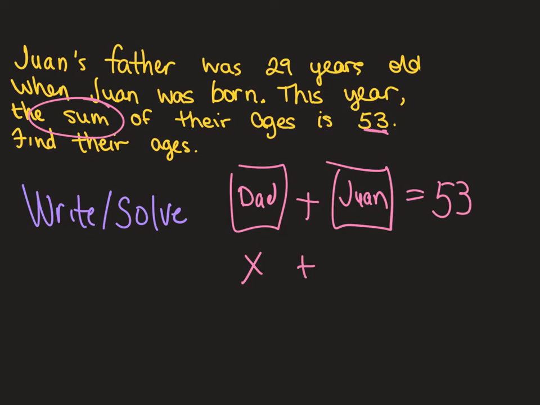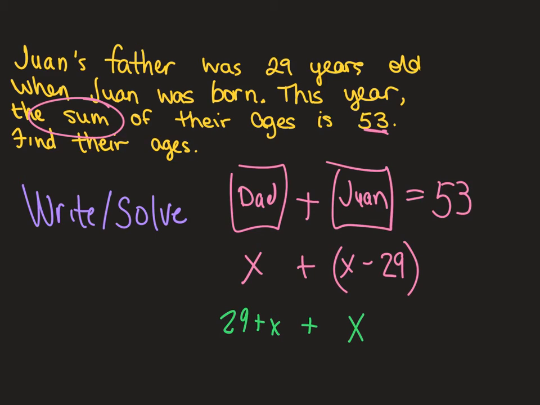Juan's father was 29 years old when Juan was born. So if dad is a certain age, what's Juan going to be? Well, isn't he going to be 29 years younger than dad? It actually worked out okay, but I was kind of thinking, let's let Juan be X. And then let's let dad be 29 years older than Juan.